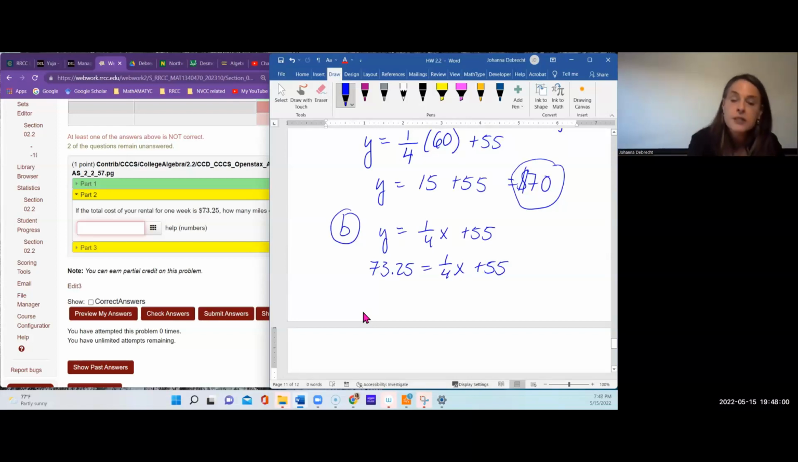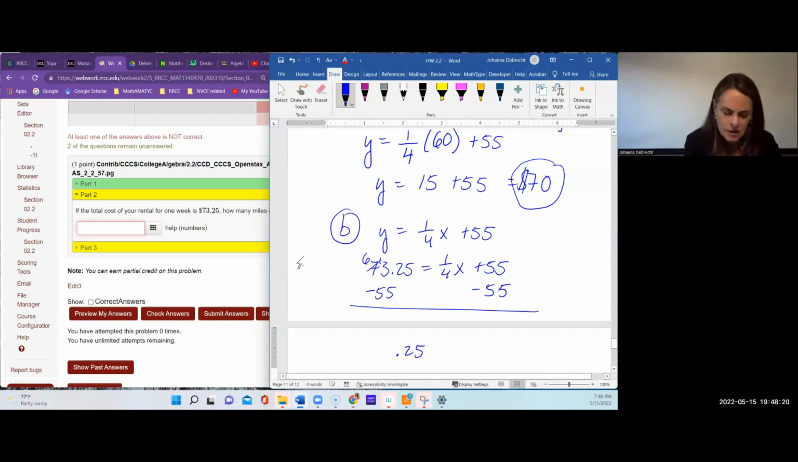The first thing I need to do is to isolate the x term, 1/4 x, by subtracting 55. This is going to give me, well, I have to borrow, or I guess you don't call it borrowing anymore. What do you call it? Redistributing? I can't remember. At any rate, do whatever it is you've been told to do, and you should end up with 18.25. That's what I've got.